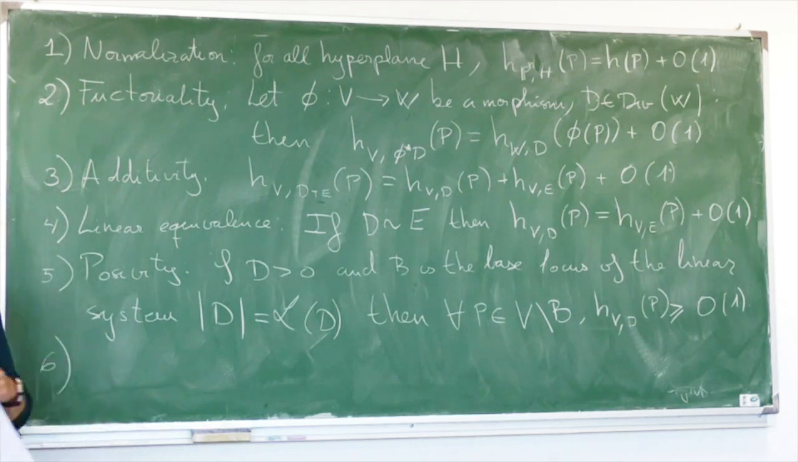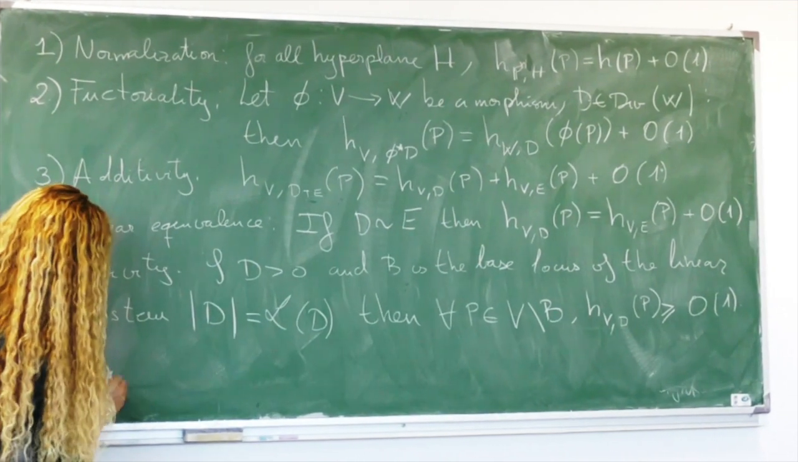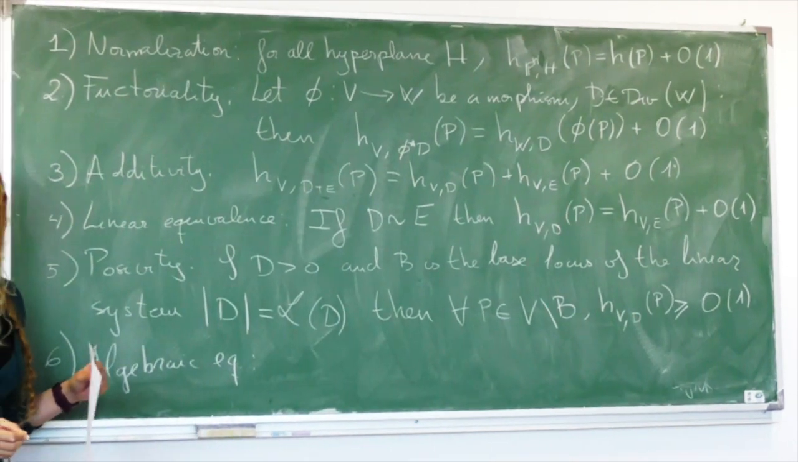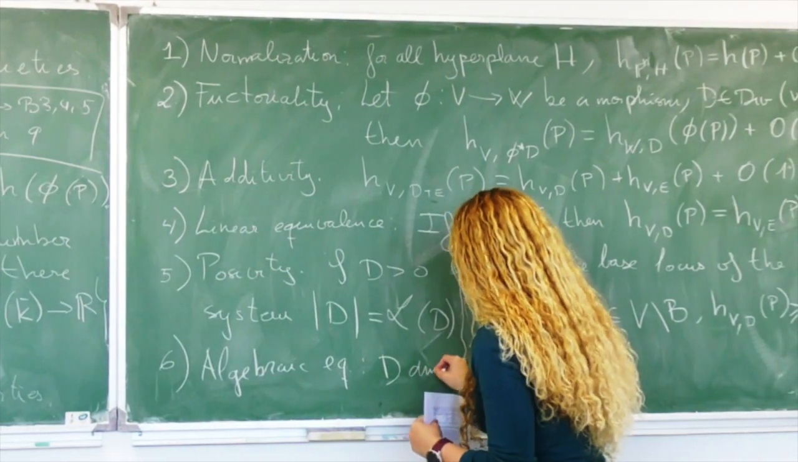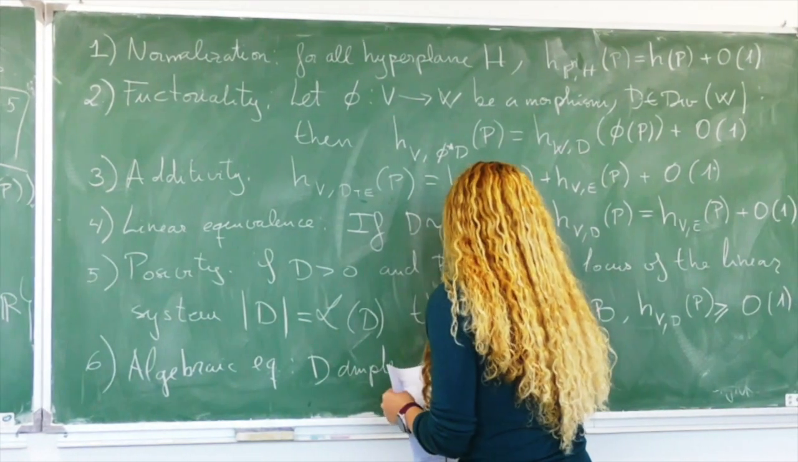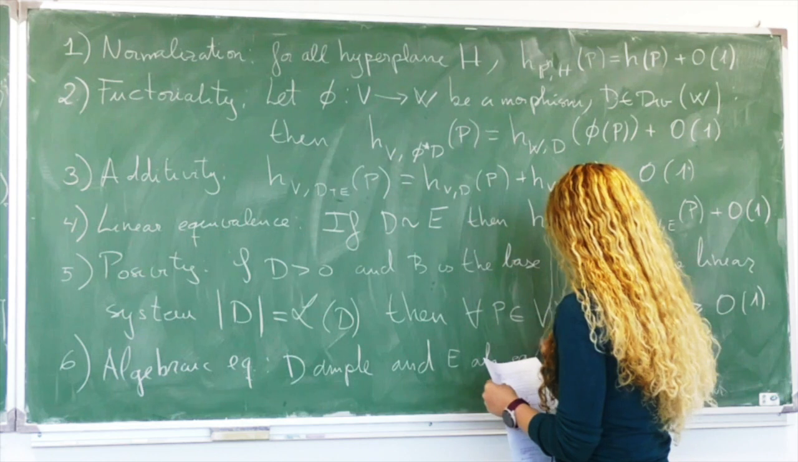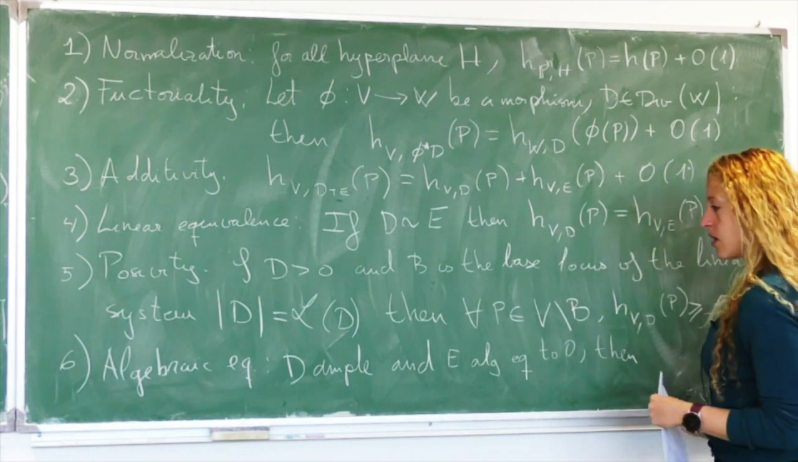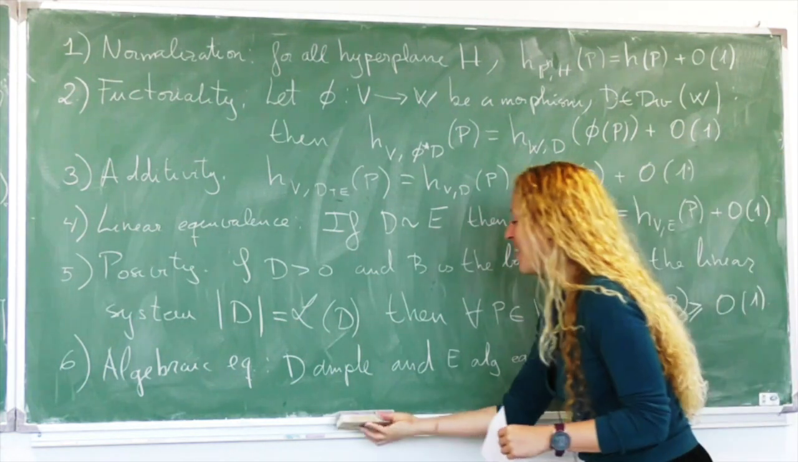Six, there are many good properties. So this is algebraic equivalence. Again, if you don't know what algebraic equivalence is, go back to lecture 3. This time we take D, an ample divisor, and E, a divisor that is algebraically equivalent to 0. Then we have the following, and sorry, I'm going to write it here very small before moving to the other blackboard.